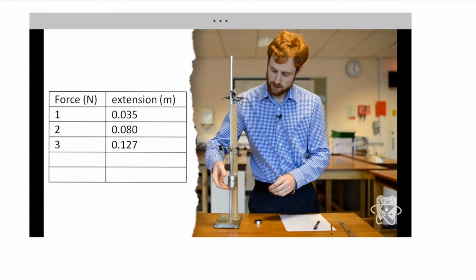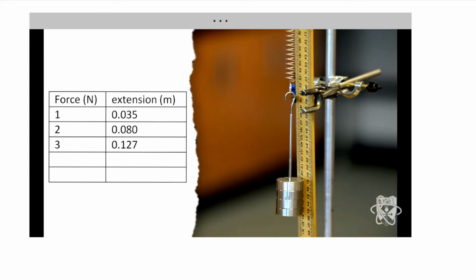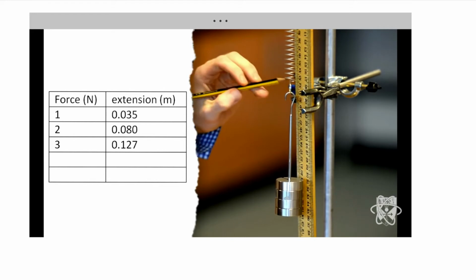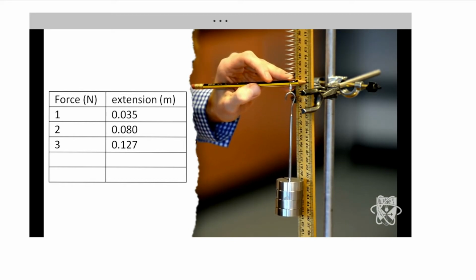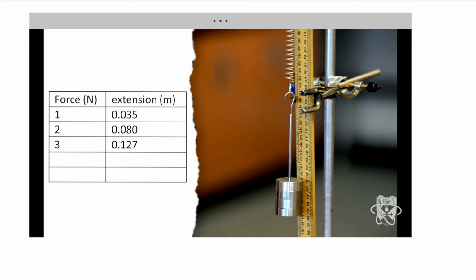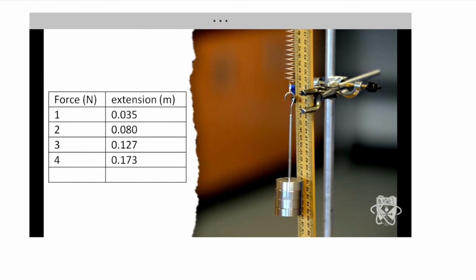Another 100 grams, so now up to 400 grams or 4 newtons. Make sure it's level again. Okay, and the extension now, that looks like 17.3 centimeters. Converting that, divide by 100, that is 0.173.